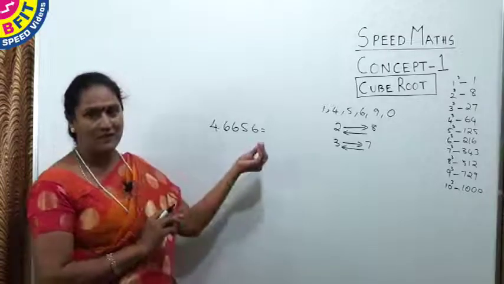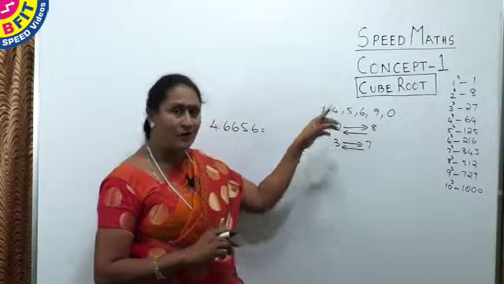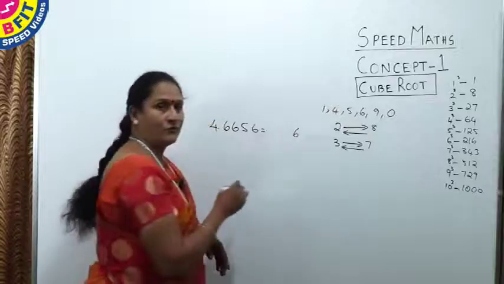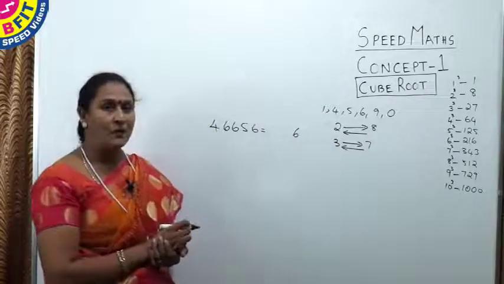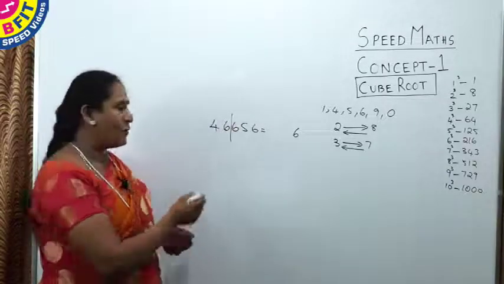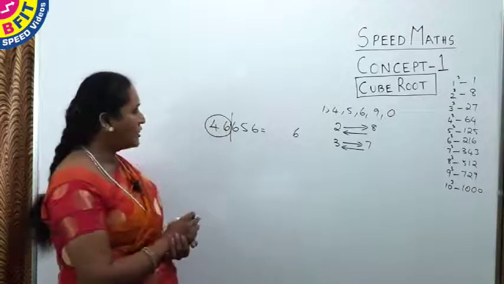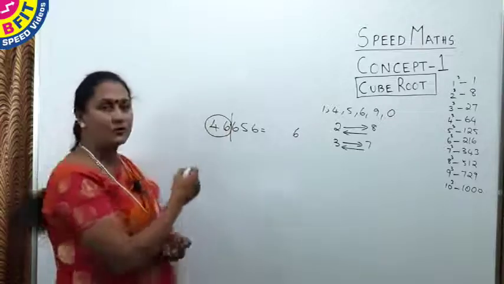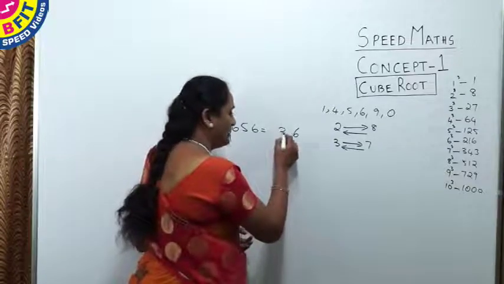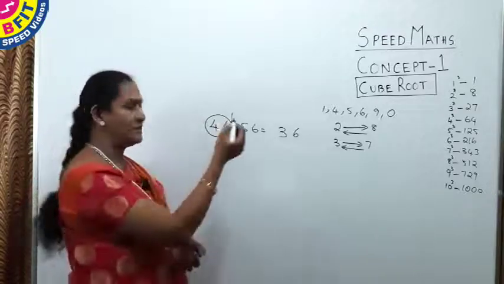What is the unit place? 6. Whenever the unit place is in this pattern, in this order, you will have the same unit place for the cube root also. So the unit place of the cube root of this number will be 6. Now how many digits after which you have to draw a line? After 3 digits from right to left. Now what is the number you have on the whole? It is 46. Now 46 has crossed the cube of which number? It has crossed the cube of 3, 27. So 3 will be the tens place. So 36 is the cube root of the first number, 46656.